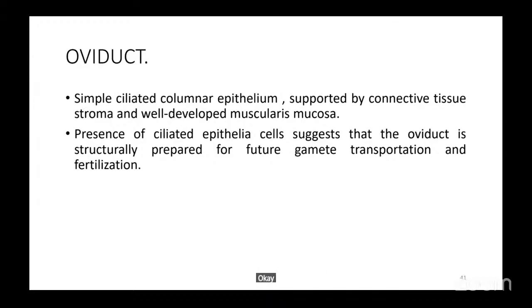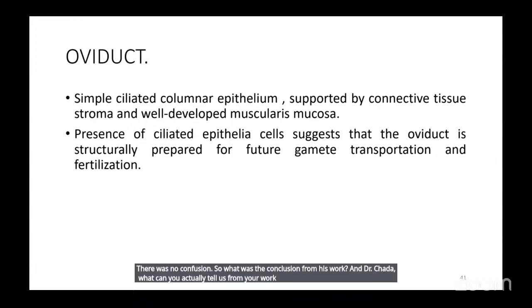I have my own comment. There was no conclusion in the presentation. He just jumped in. So what was the conclusion from his work? Dr. Chada, what can you actually tell us from your work, in layman's language, non-technical language? What is your conclusion from your work? What is it that you have achieved in your work? Please answer.